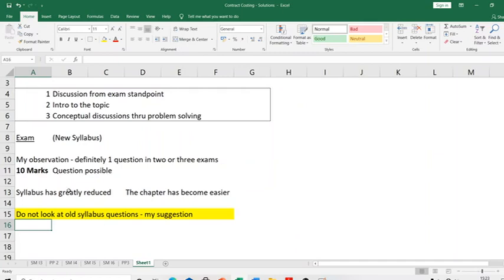At the end of the day, my observation is one question in 2 or 3 exams. Let me contrast this with marginal costing, standard costing, or a chapter like overheads, where you can definitely expect very regular testing. You can definitely expect at least one question in the exam from overheads, marginal costing, or standard costing. This topic is not like that. So when you're preparing from an exam standpoint, why would you want to spend too much time? My suggestion: do not look at the old syllabus questions, and don't get carried away if they have a lot more content than the new syllabus questions would have. This is one.